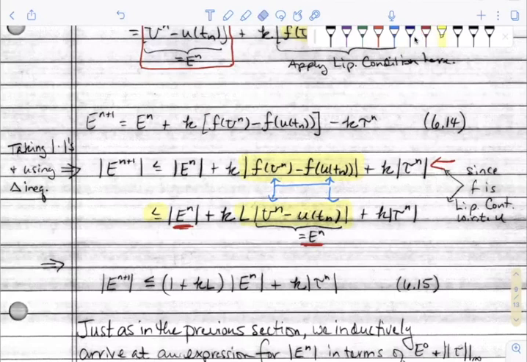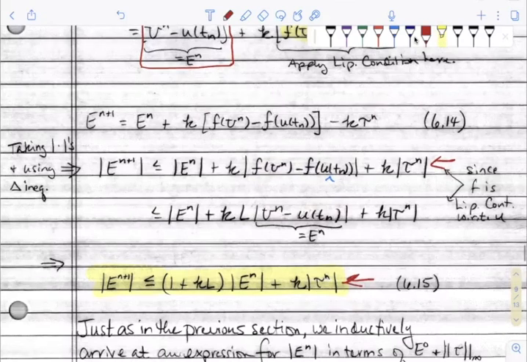Let me erase some of my mess here. These come into my like terms. The global error at the n plus first time step is less than or equal to a multiplier times the global error at the nth time step, plus k times a local truncation error. All right, that's equation 6.15 in your textbook.